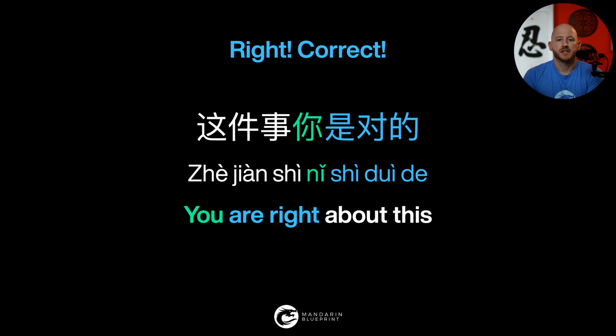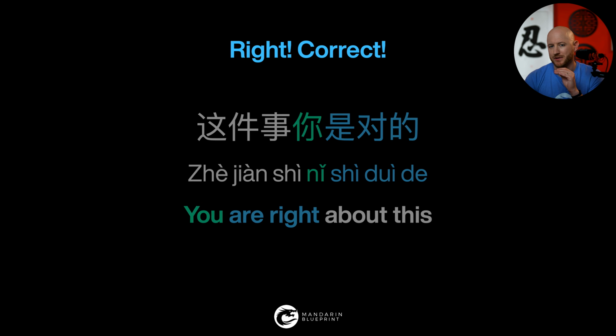这件事你是对的. You are right about this. And what I like about this structure is this happens a lot in Chinese, where they sort of set the statement. They make a statement, and this is the comment and response. 这件事. This is the thing I'm talking about. Now I'm going to make a comment on it. 你是对的, right? And so I love that structure. You're going to see that a lot, and it allows you to be able to flip around the grammar a lot of times. And so let's look at some other examples here.